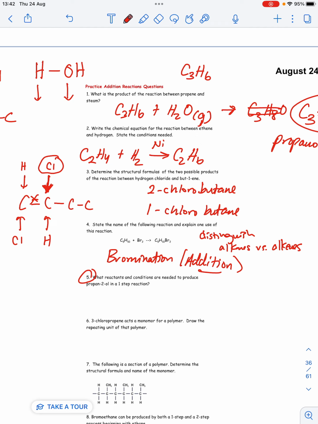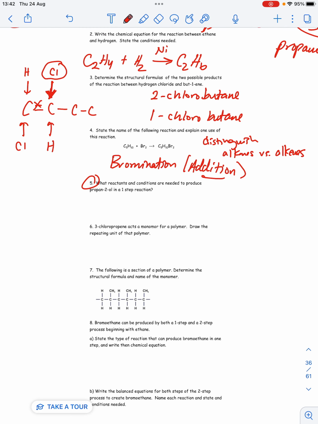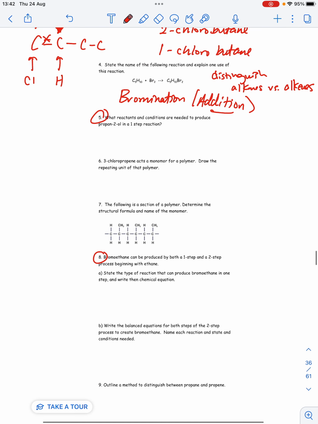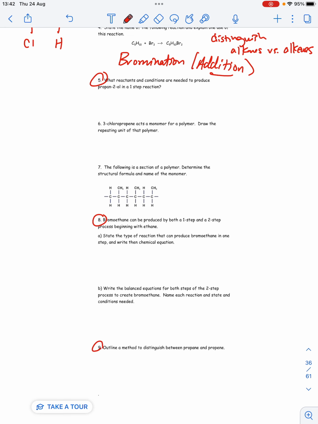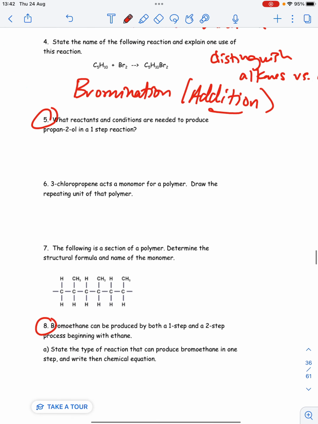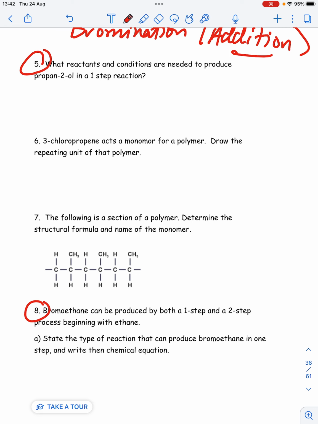We're going to skip question 5 for now. I'm going to skip question 8 for right now, okay? And let's skip question 9 for right now. Let's now look at questions 6 and 7.